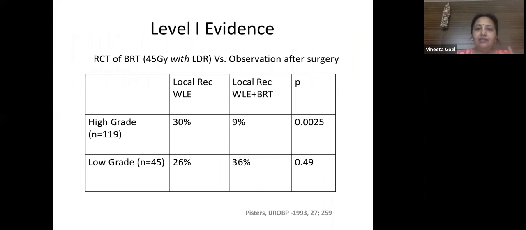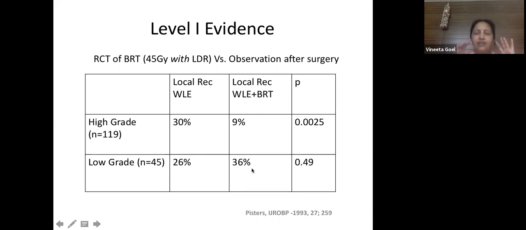Now, another level 1 evidence, a randomized trial which is available, came in 1993, where patients after wide local excision were randomized into two arms: addition of brachytherapy versus no brachytherapy. Again, this trial also included about 150 patients, high-grade sarcomas as well as low-grade sarcomas. This also showed an improvement in local recurrences, decreased to 9% with addition of brachytherapy as compared to 30% with wide local excision alone in the high-grade arm.